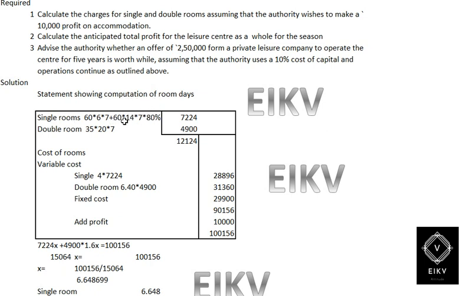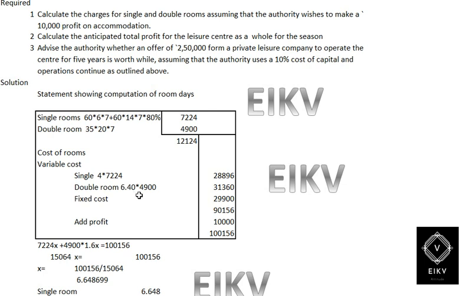For single rooms, we have 60 rooms multiplied by 6 weeks peak period into 7 days a week, plus 60 single rooms into 14 weeks non-peak period into 7 days a week into 80%, which will give you 7,224. Double room: 35 into 20 into 7, which is 4,900. We have 35 rooms for 20 weeks into 7 days. So the total room days will be 12,124.